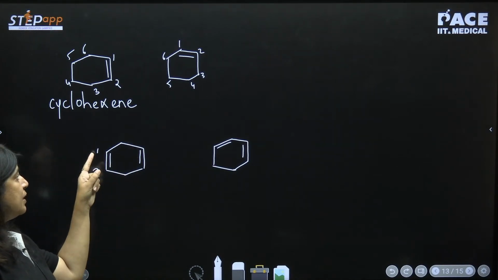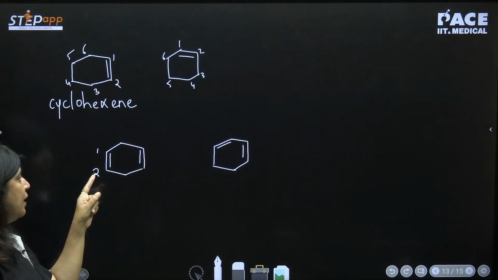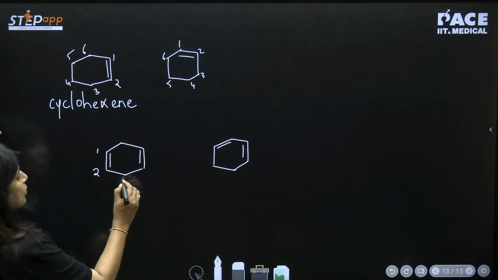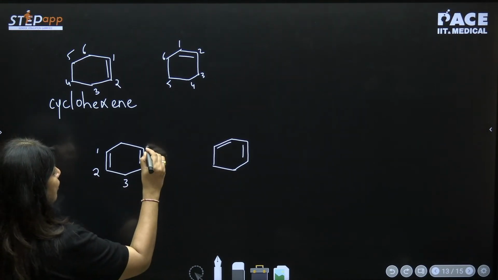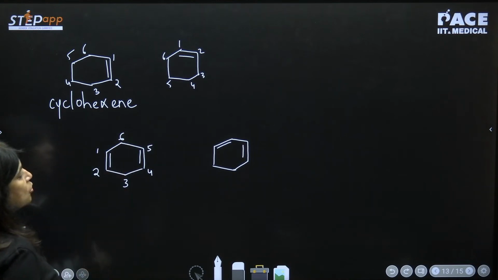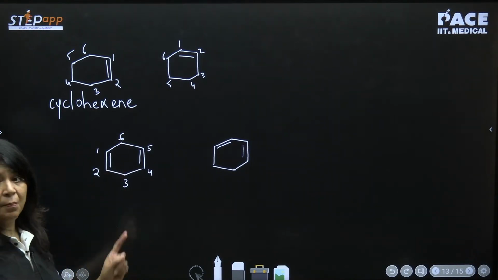First, if I've numbered this as 1, then the double bond is ending here, so this has to be 2. So this will be 3, 4, 5, 6. So this is how I'm going to number the first compound.